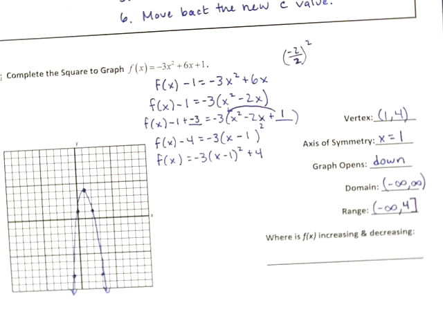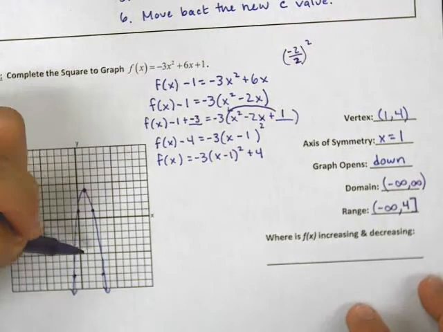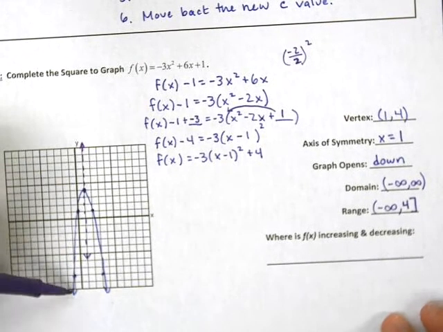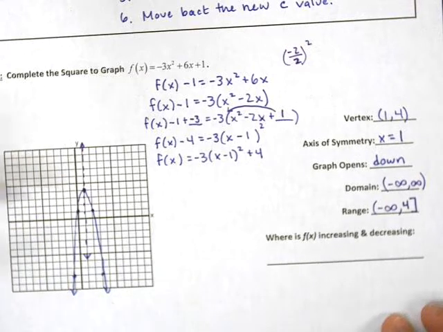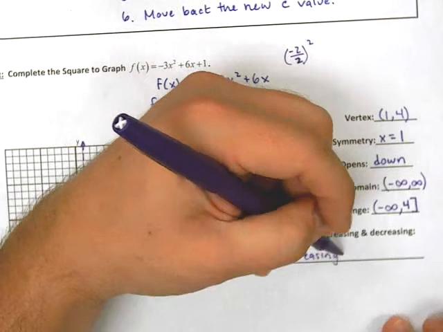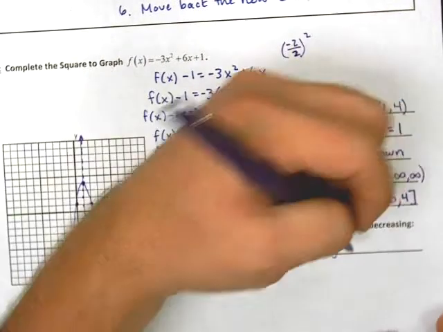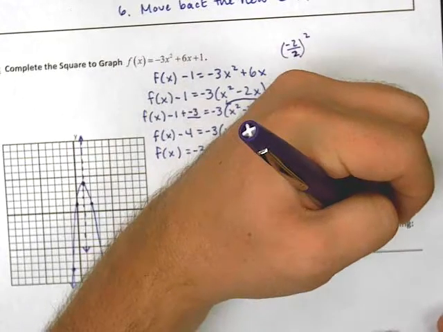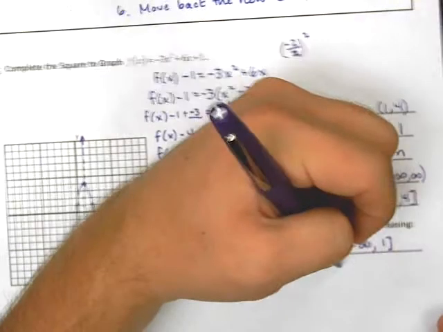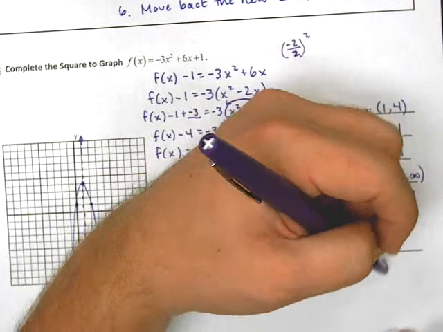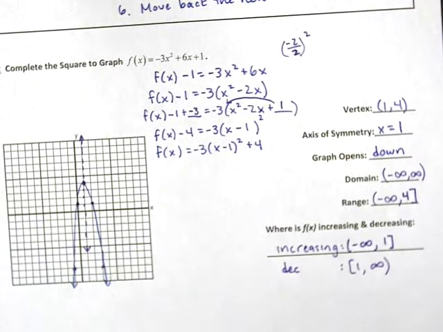Now, increasing, decreasing. If I draw in my axis of symmetry, something like this, I can see that I'm increasing on the left, I'm decreasing on the right. So my increasing should be from negative infinity all the way to 1, and then decreasing should be from 1 to infinity. And remember, if you remember from when we taught this, we like to use the square brackets with increasing and decreasing. All right.